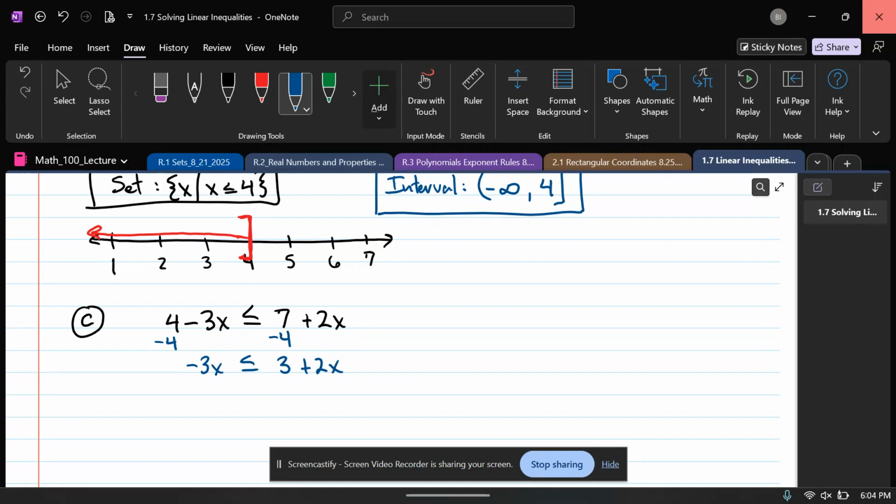I'm doing this in 2 steps. You are very welcome to do it in 1 step, to move the 2x over there with the negative 3x at the same time. I'm doing it in 2 separate steps. But I would expect that as you do these, you're going to say, well, I can do that all at once. That's fine. But you don't have to. So the next step is I'm going to get my 2x over there with the negative 3x by subtraction. Okay. That's going to give me negative 5x is less than or equal to positive 3.